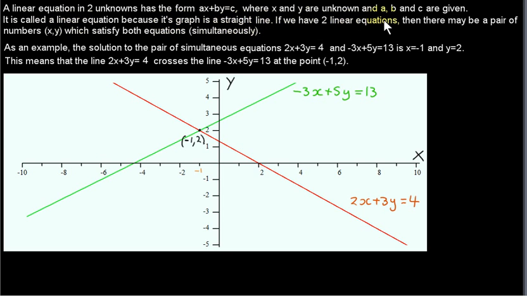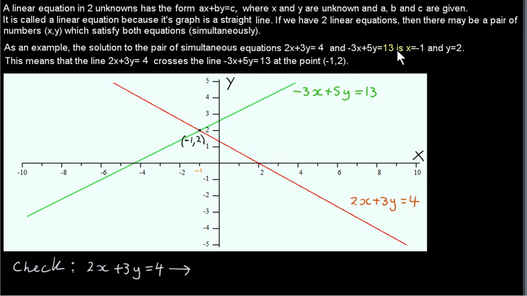If we have two linear equations, then there may be a pair of numbers x, y which satisfy both equations simultaneously. As an example, the solution to the pair of simultaneous equations 2x plus 3y equals 4 and minus 3x plus 5y equals 13 is x equals minus 1 and y equals 2.